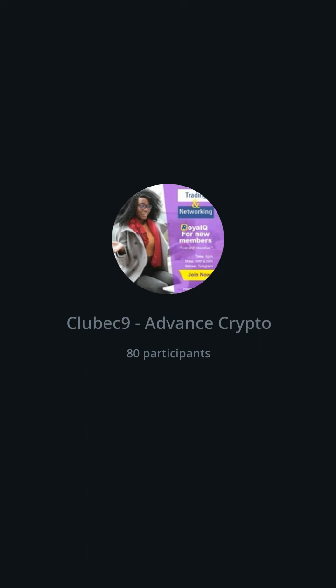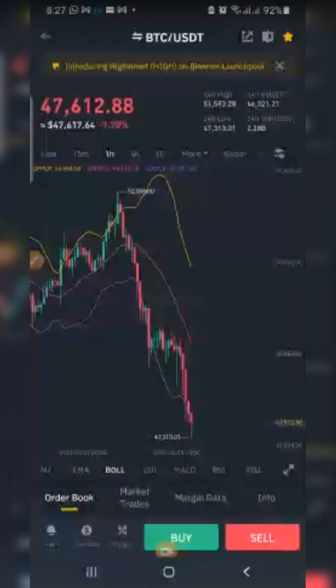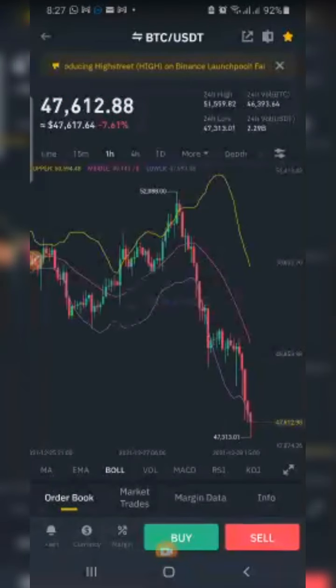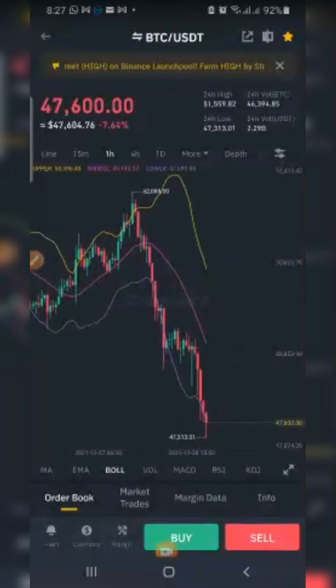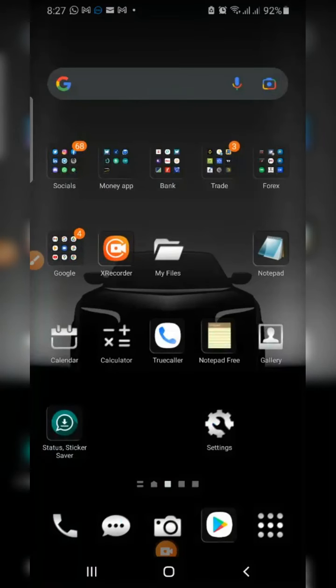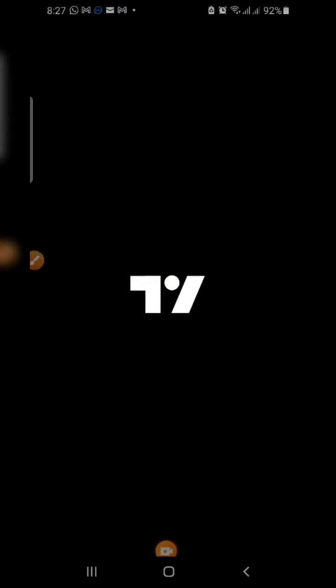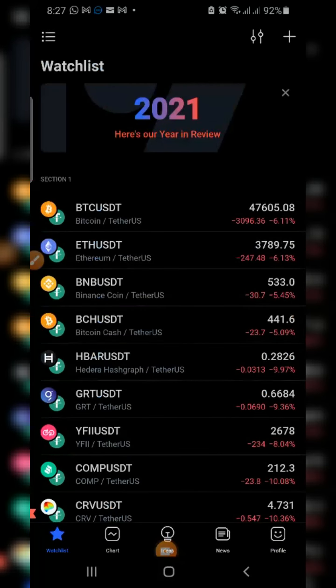Now, how does ROYALQ record loss? Let me quickly explain this. Let's come to Binance. Let's assume, and let me use TradingView so I can illustrate easily. I want to ensure that I'm able to explain this aspect for you, because a lot of people don't understand what floating loss is.